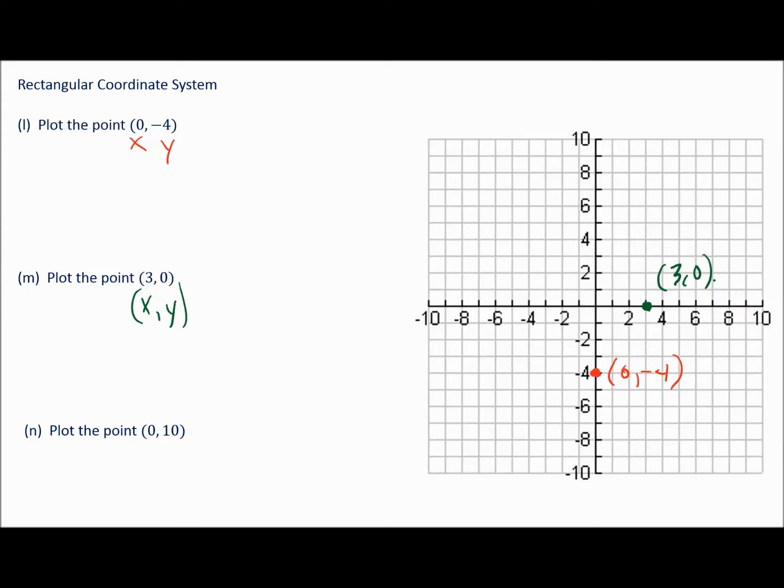And then the last one, the point 0, 10. Let's do this in blue. So that's my x is 0, my y is 10. So I go back to the origin, I don't make a mark. X is 0 means I don't go left or right at all. Y is 10 means I just go up to 10, and right there at the top of my graph is the point 0, 10.